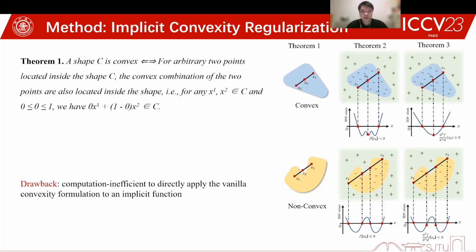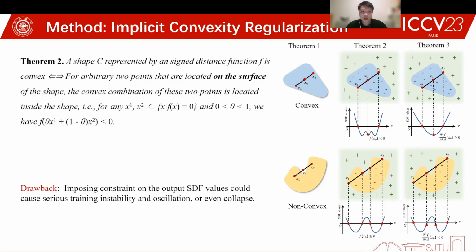To derive the proposed ICR, we begin with the definition of convexity. Mathematically, a shape is convex means that for arbitrary 2 points located inside the shape, the convex combination of the 2 points are also located inside the shape. If we directly apply this convexity definition to an implicit function, we will find that it is highly computation inefficient, since it requires queries of arbitrary 2 points inside the shape.